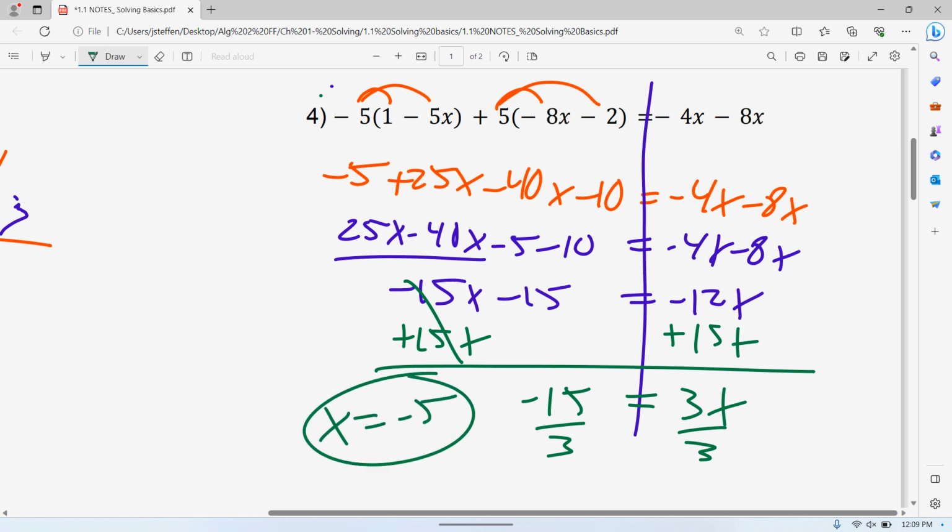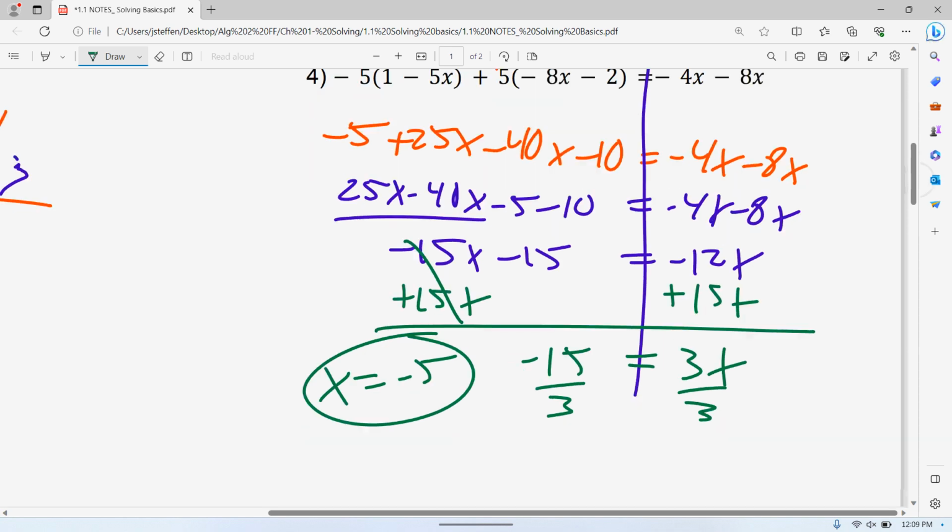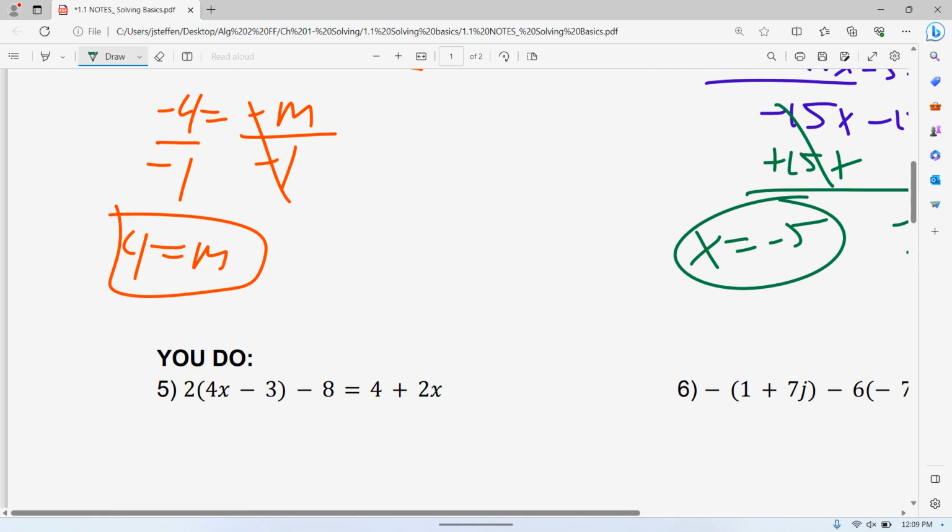Again, you could type that in your calculator. Your calculator has parentheses, so you could type in -5 parenthesis 1 minus 5 times -5 parenthesis plus 5 parenthesis -8 times negative. You can type it in exactly like that to check your work. It wouldn't take that long. Any questions before I have you guys do the you do part?